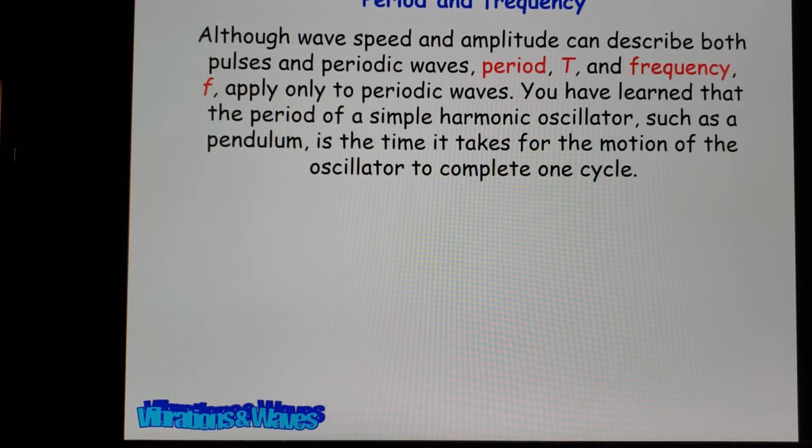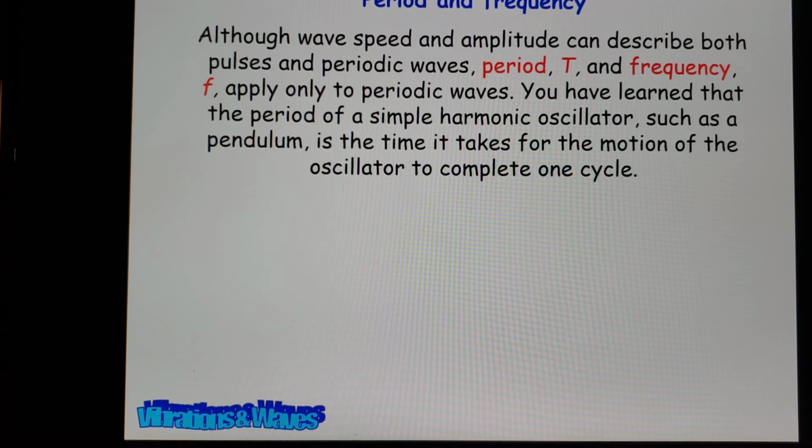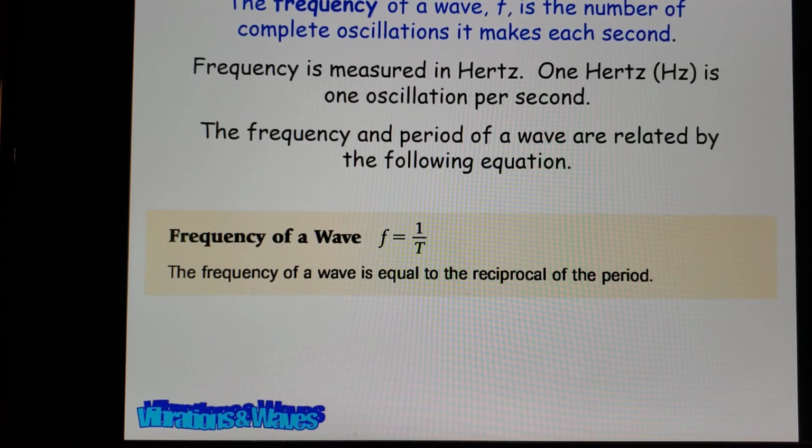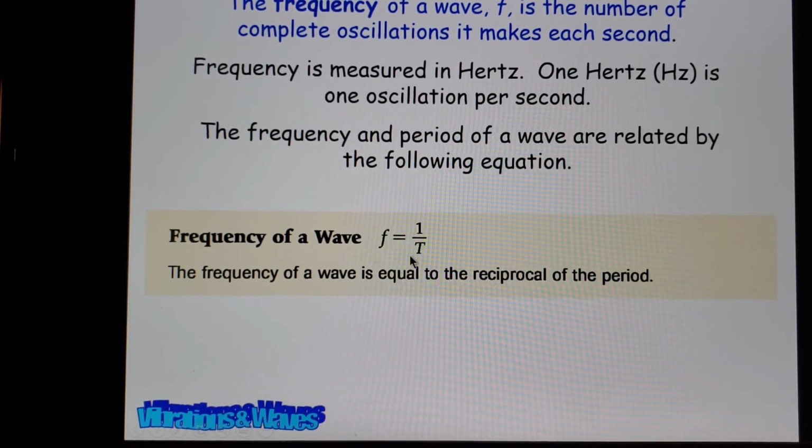Okay, wave speed and amplitude can describe both pulses and periodic waves. Period and frequency apply only to periodic waves. The period of a simple harmonic oscillator, such as a pendulum, is the time it takes to do 1 complete cycle. We learned that when talking about the swing. Frequency is 1 over period, which makes sense. If you go stand in the water at the beach and every 4 seconds a wave splashes across your feet, then you're getting 1/4 of a wave every second, because it takes 4 seconds to get a whole wave. So frequency and period are reciprocal to each other.